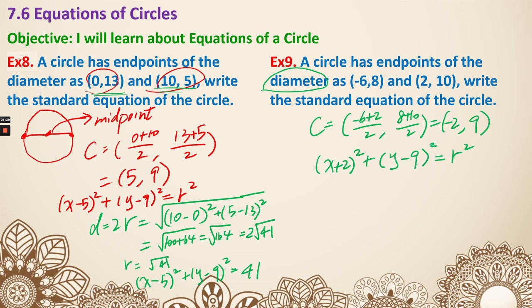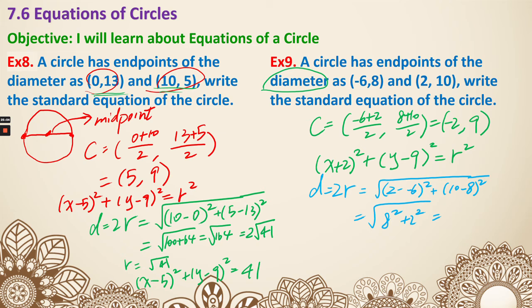Again, if I actually calculate the distance between these 2 points, that's going to give me the diameter, which is twice the radius. So the square root of (2 - (-6))² + (10 - 8)². That's going to give me 2 plus 6, so 8 squared, plus 2 squared. That's 64 plus 4, that's square root of 68. It's going to be 2 square root of 17 if you simplify it, which means that r is going to be square root of 17.